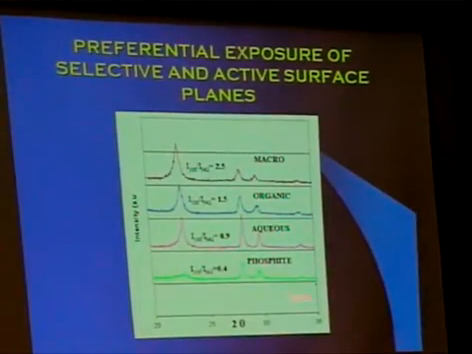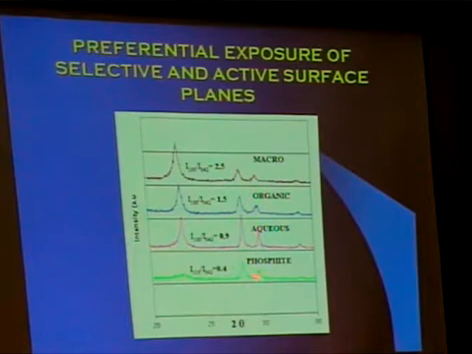So basically what I'm showing you here, these three XRD patterns, are for conventional VPO synthesis methods: the phosphide route, aqueous route, and organic route. As you can see, the ratios of preferential exposure of the desirable plane are very low compared to our macro VPO.